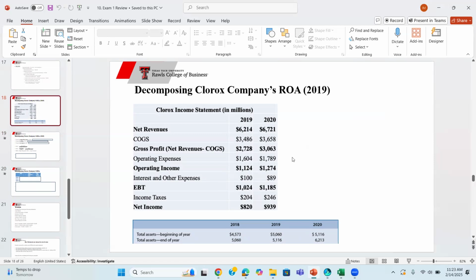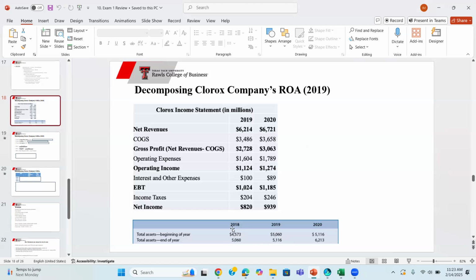So this is the information given to you. The income statement for Clorox Company, the net revenue for two years, 2019 and 2020, and there is some information on total asset for 2018. So from the net revenue, we deduct cost of goods sold, and thus we get the gross profit, and there are some operating expenses and operating income. When we subtract interest and other expenses, we get earnings before tax, and with the tax adjustment at the final stage, we get the net income. So you have the information on net income for 2019 and 2020, and the information for total asset for 2018, 2019, and 2020.